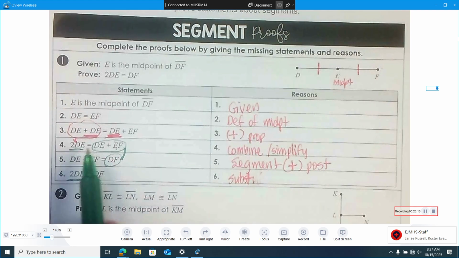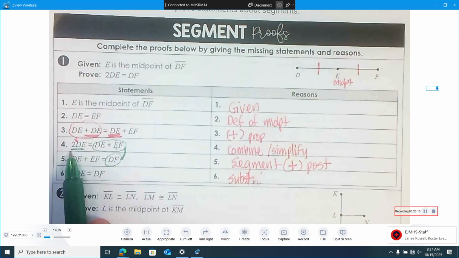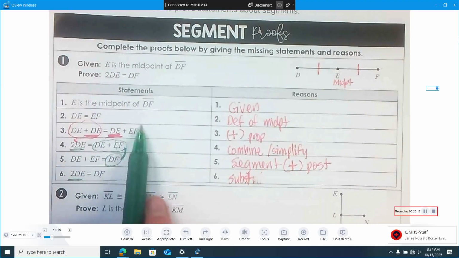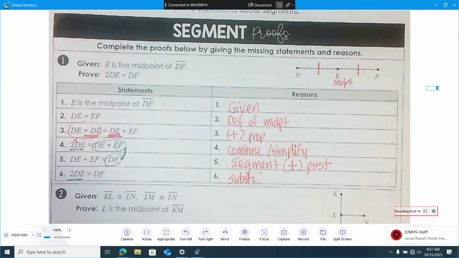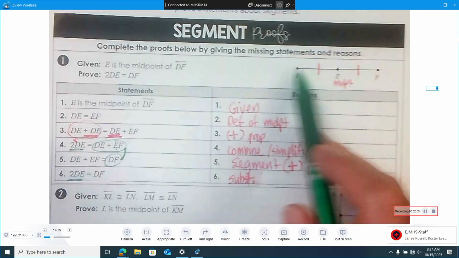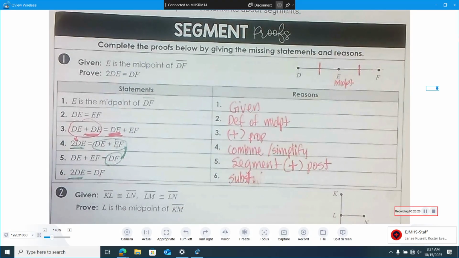And so while in your mind we can jump there pretty easily, DE plus EF, again, has to be explained. Why is DE plus EF the whole thing? Why is it? You have to state it. Okay, and so that's what makes it hard.